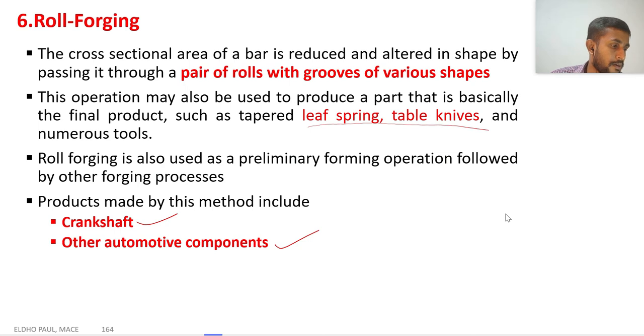So that is about roll forging. These are the different miscellaneous rolling processes to create different varieties of shapes. Using these six miscellaneous rolling operations, we can create different components for different applications. So that is about these miscellaneous operations.